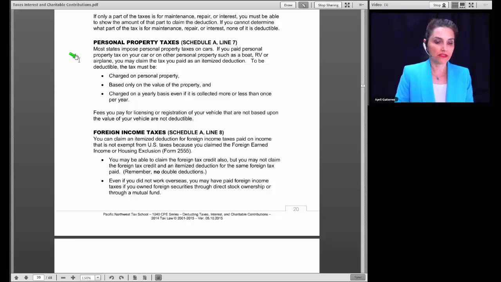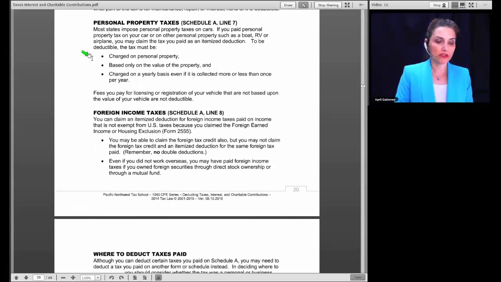Examples, again, include things like a boat, RV, or airplane. And if you pay a personal property tax assessment on that type of property, it can be deducted on Schedule A, and you would enter it on line 7. Now, to be deductible, the tax must be charged on your personal property based only on the value of the property and charged on a yearly basis, even if it is collected more or less than once per year.